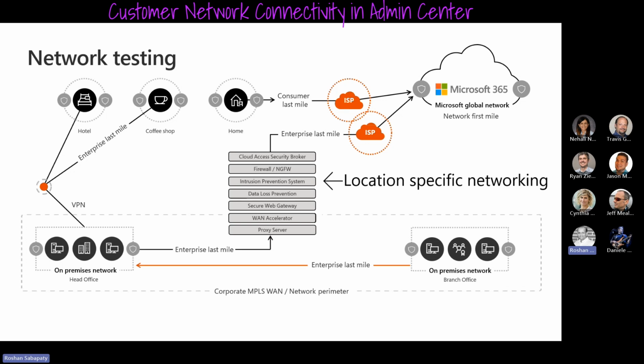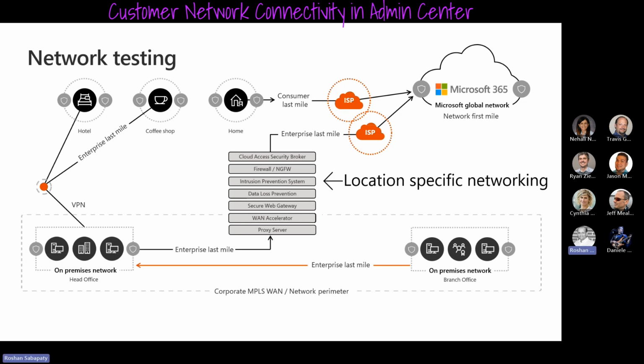And if you compare all of this with a typical user, like a person or a consumer working from home, they don't go through all these long paths with higher latencies and bottlenecks. They just have a direct connection to the ISP, and then they get on the Microsoft network as quickly as possible. And so their experience is going to be very different to the user experience in the head office, the branch office, or any of these other locations that use the enterprise last mile and the network perimeter.